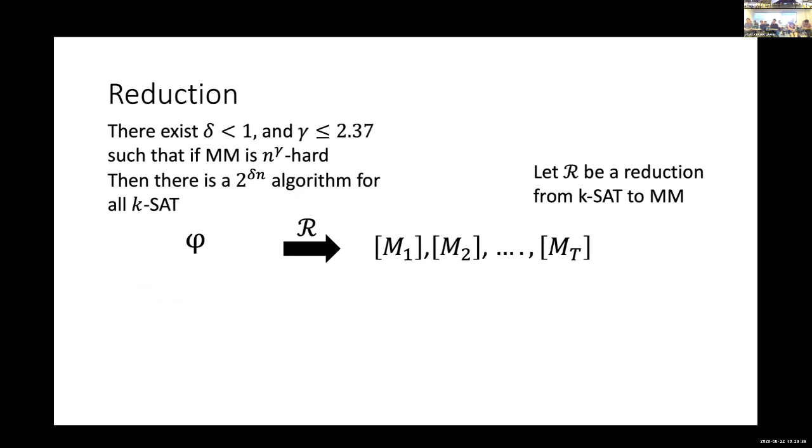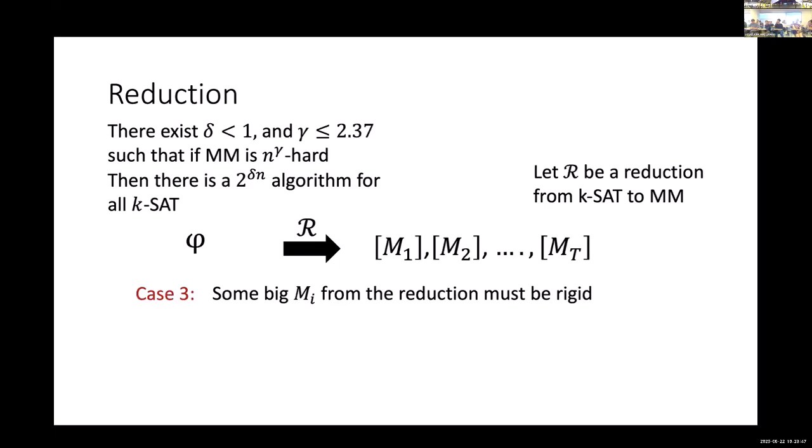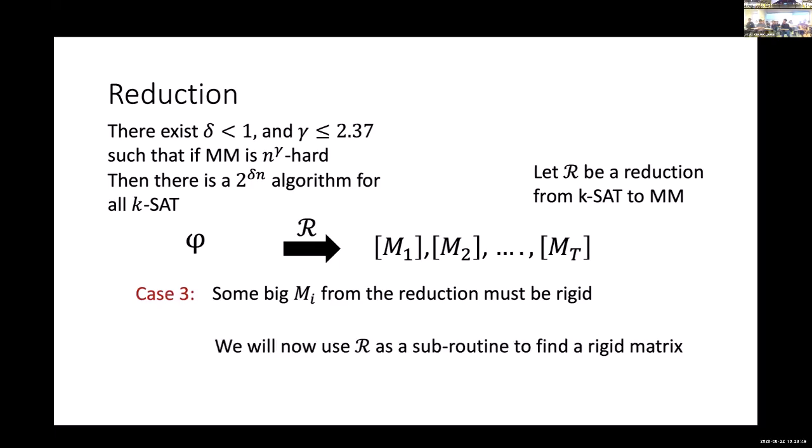And finally the last case is just the following: well, then one matrix must be rigid. And so now what you do is you try brute forcing all k-SAT formulas and then apply the sparsification lemma, and then use the NP oracle. So use my reduction as a subroutine on my formulas, and use the NP oracle to see whether or not the matrices coming out of the reduction are actually rigid or not, because they must exist in case 3. And that's it.